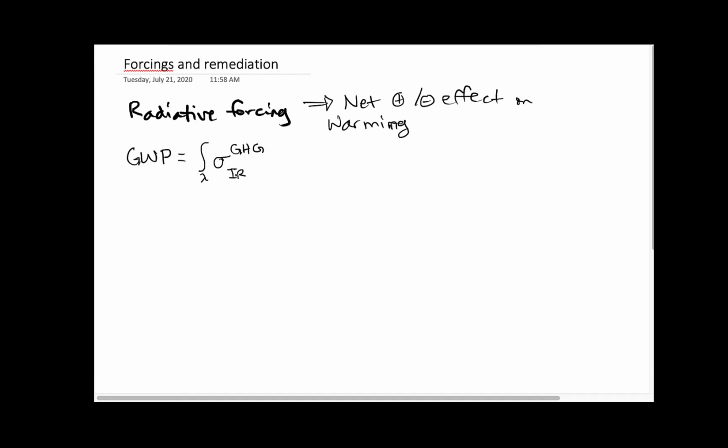And we've got sigma, and this is how well the gas, the greenhouse gas, GHG, absorbs infrared energy from the sun. So this is that first term. How well does it absorb it? And then we need to know how much infrared are we actually having reflected from the Earth? And then there's a time factor in here.